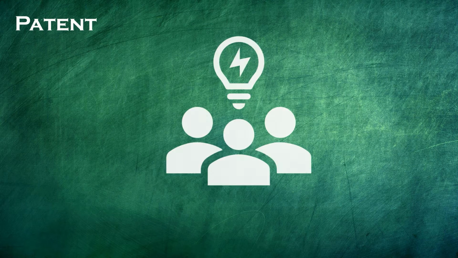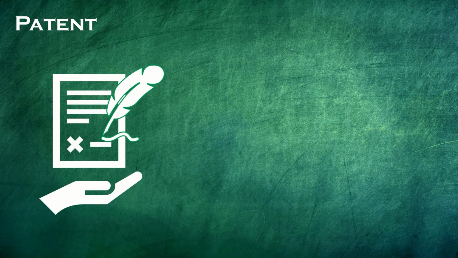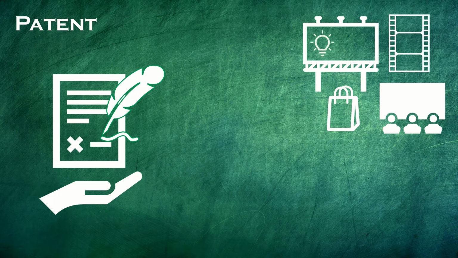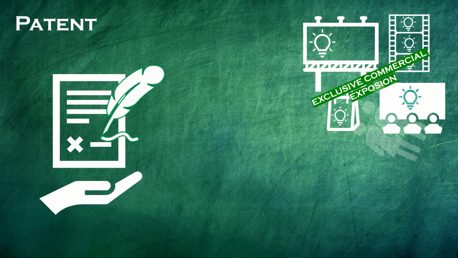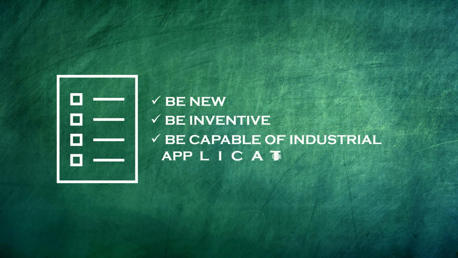Starting off with patents, almost everyone has heard of patents. It is the most commonly known right among the public, and it is an exclusive right that is granted to an invention. It provides exclusive right for the commercial exploitation of your invention. And by registering a patent, the invention cannot be disclosed to the public until resolution, leaving time for improvement. And to register, you need to fulfill the following conditions: be new, be inventive, and be capable of industrial application.